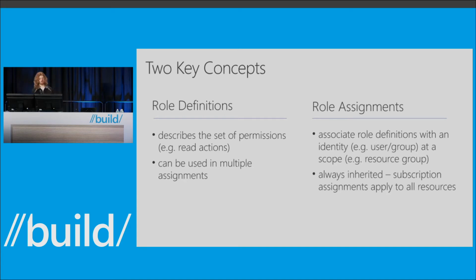A role assignment associates three things. It associates a role definition with an identity, user or group, and a scope. Okay? And these role assignments are always inherited. And so what this means is if you grant someone permissions at contributor or owner scope at the subscription level, they will also have that level of permission on the resource groups that are nested inside of that subscription and the resources that are in those resource groups that are inside of that subscription.